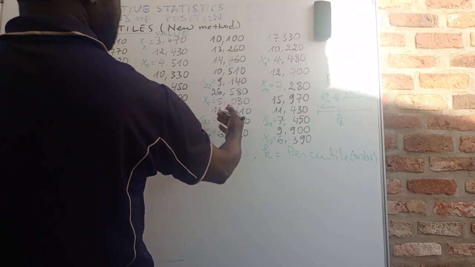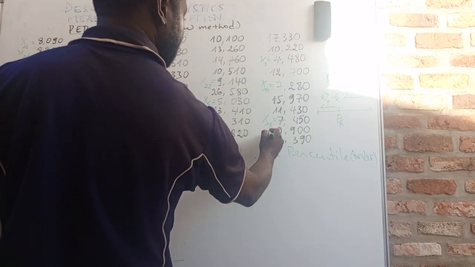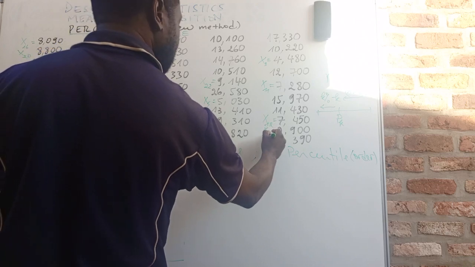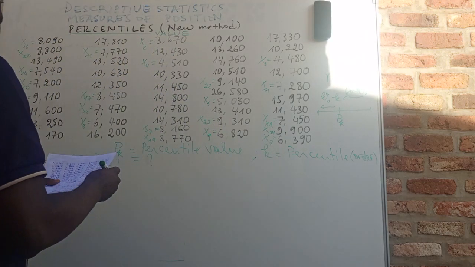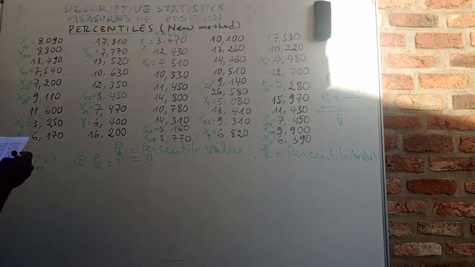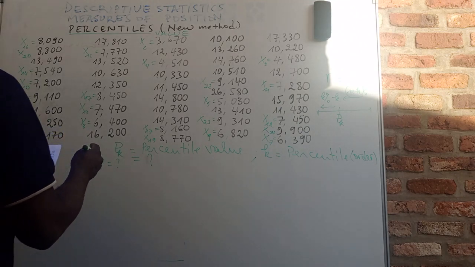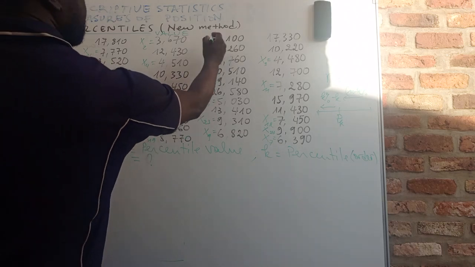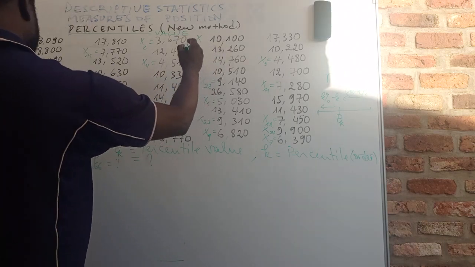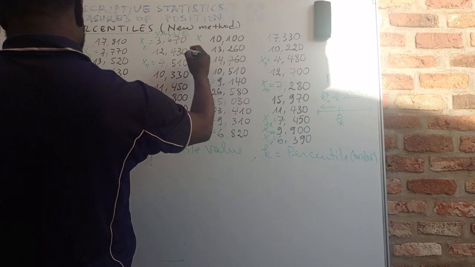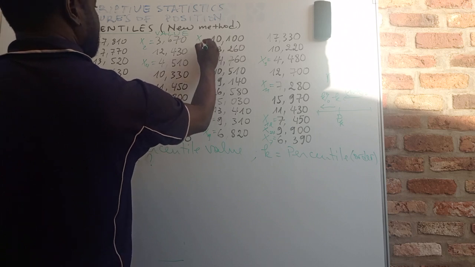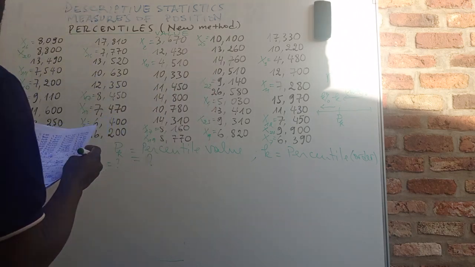990 here and here. It's over here. X sub 24. Now x sub 25 is 10100. 10100. This is x sub 25. Okay.